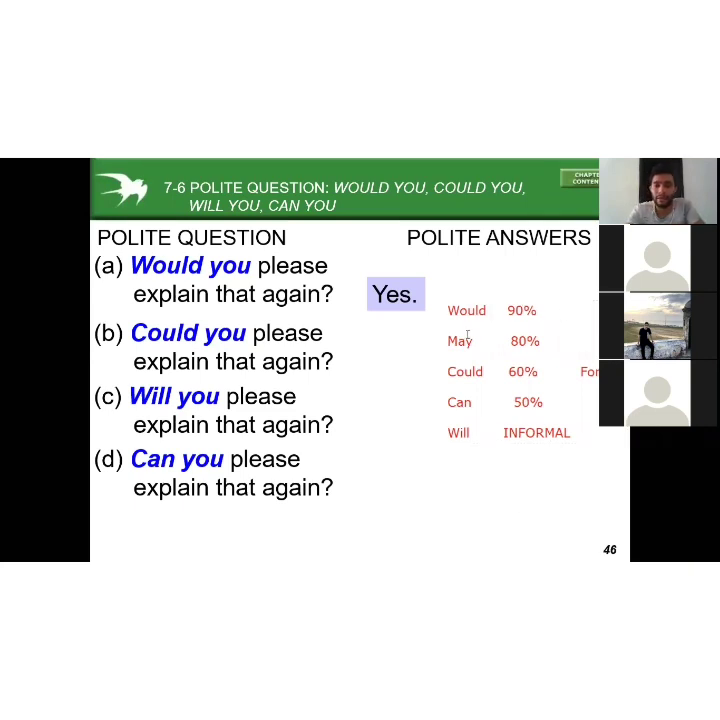So this is how it is, right? Take a look. Would, 90%, very formal. May, 80%, very formal too. Could, 60%, formal. Can, 50%, formal. But will, informal, right? So this is what you should know. And if you know this percentage of formality, then you might be able to know in which situation you are going to use each of these modal verbs in this kind of tense right here. So guys, is this clear?